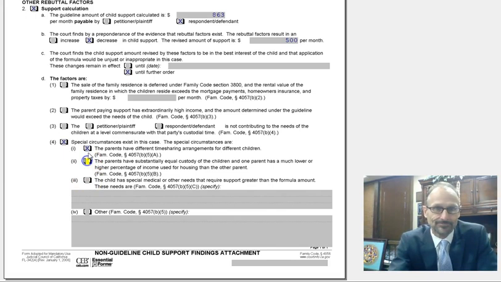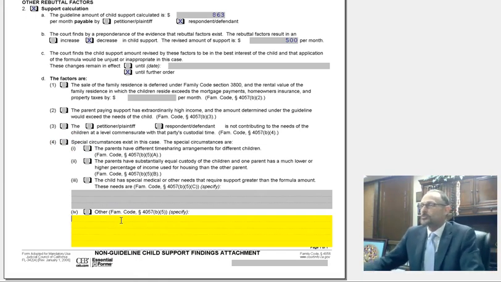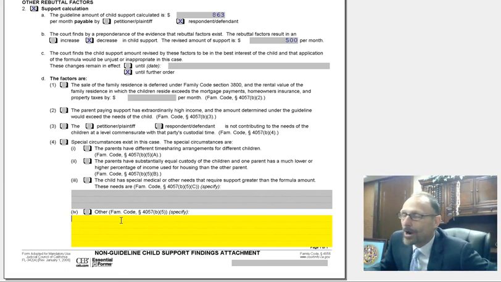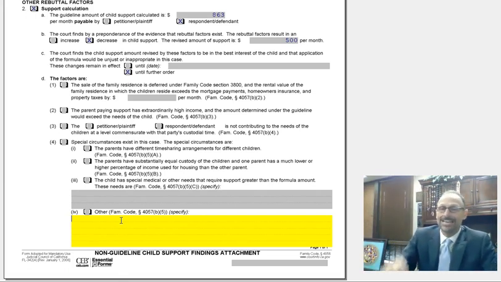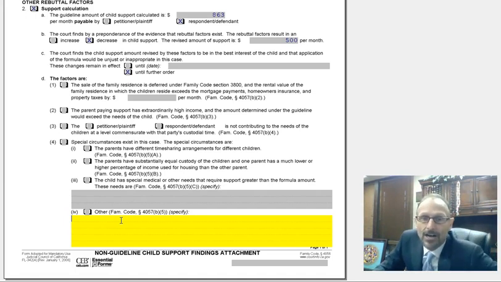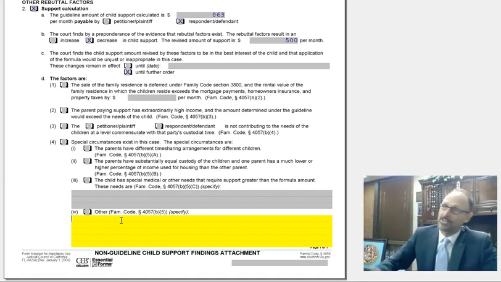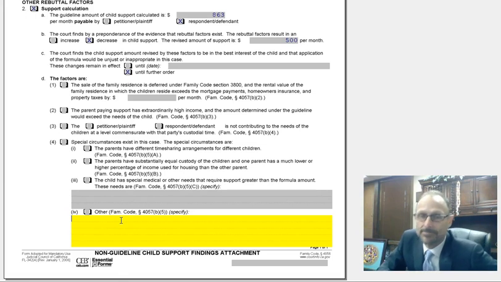All right. Then 4 is other. And this is some other special needs or special issue or special requirement or unusual thing. If you're agreeing to something, it could go under here. If the judge orders something different, it could go under here if it doesn't apply to something else.